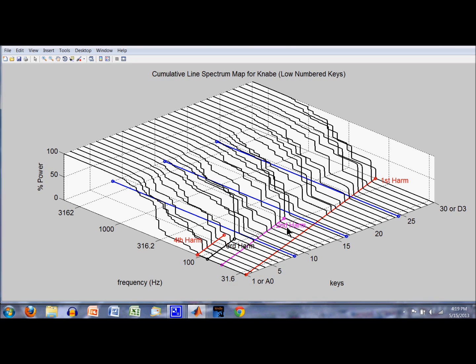For example, it isn't until about the 20s, maybe the 19th key here, that you start to see a significant amount of power at the first partial. And then here's the second partial, third, and fourth.